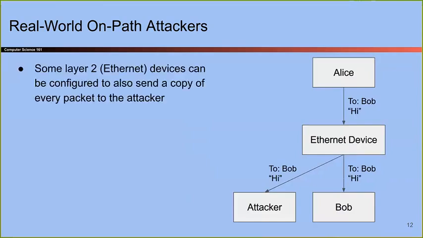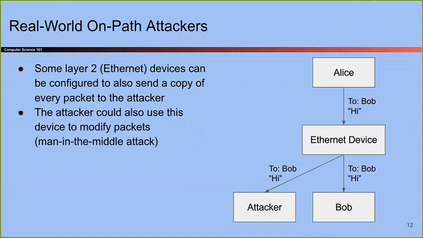And there are even more. So this one, I think, is something that Nick Weaver, the other instructor, is quite fond of. There are some devices on layer 2 where if you send a message to the device, you can actually kind of rig it so that not only does the message go to its intended recipient, but it also creates a copy of the message and sends it to you, the attacker. So that's another way you can become an on-path attacker.